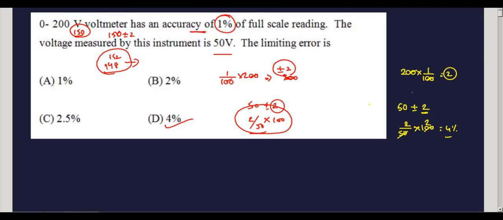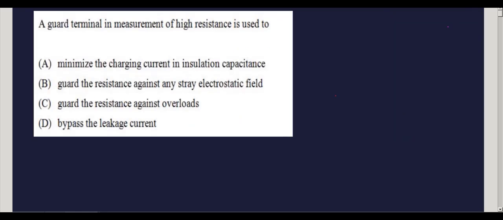Alright, let's see the next question. A guard terminal is used in the measurement of high resistance. We know that high resistance consists of three terminals. This is terminal 1, this is terminal 2, and this is terminal 3. So this is a guard terminal. It is used to bypass the leakage current. Okay, so high resistance has three terminals and low resistance has four terminals.